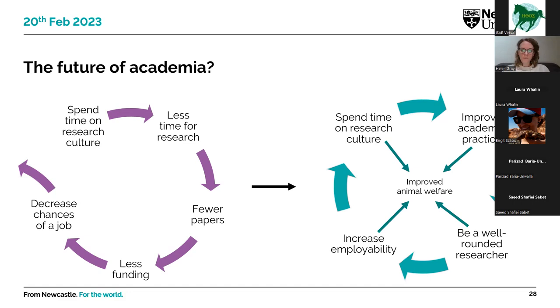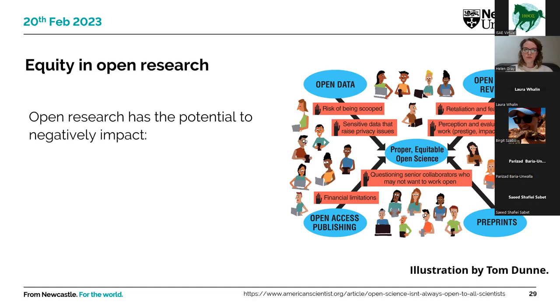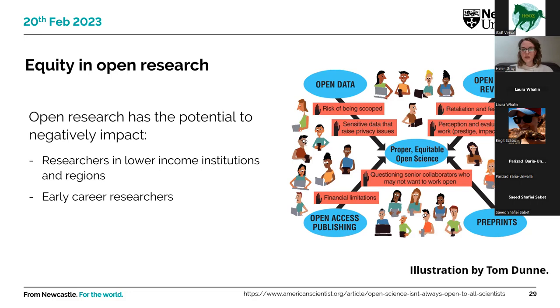But we also need to consider equity in open research. This illustration by Tom Dunn is from an article in American Scientist talking about some of the issues in equity in open research. So open research has the potential to negatively impact researchers in lower income institutions and regions because of financial limitations for open access publishing. It can impact early career researchers, those in unstable employment, and those in minority groups because of issues such as being in a more precarious situation where you may not want to question senior collaborators. We may have our perception and evaluation of our work judged more harshly if we're in these groups.